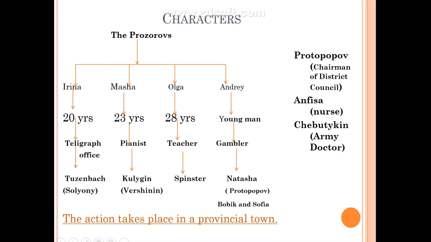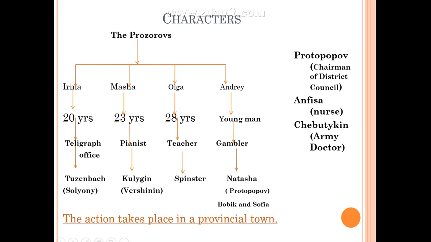Andrei is a young man, he is a gambler. He also works as a secretary in the district commission office. And he got married to Natasha. Natasha is a local provincial girl, and she has a love affair with Protopopov.